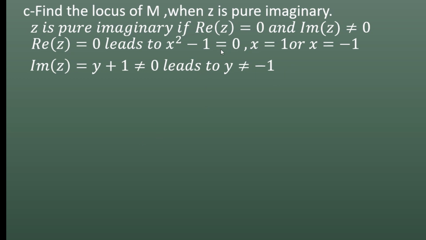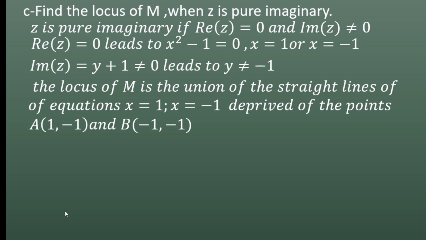Where does the point M move? x always equals 1 or minus 1 and y is different from minus 2. Then the locus of M is the union of the two straight lines of equations x equals 1 and x equals minus 1, deprived of the points of coordinates (1, minus 1) and (minus 1, minus 1). Union of two straight lines means either on the straight line of equation x equals 1 or on the straight line x equals minus 1.